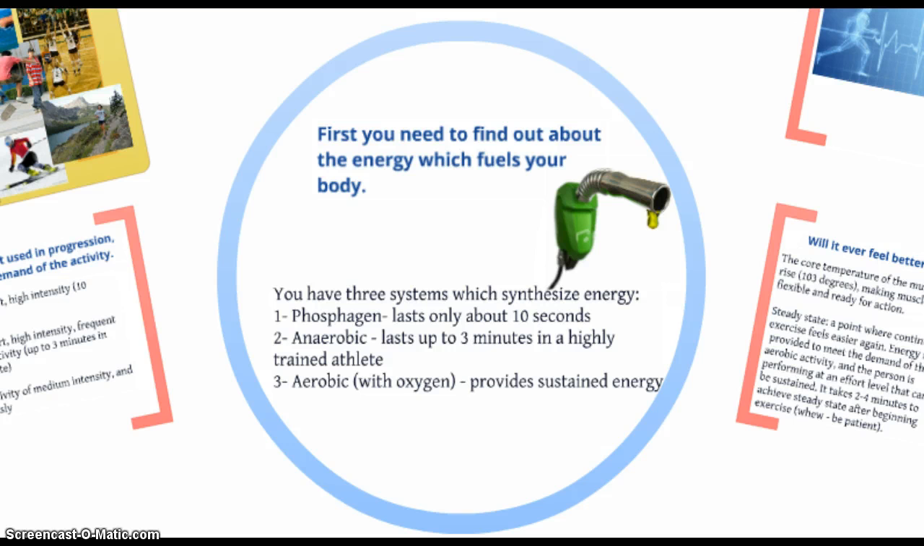So first thing you need to know about where this energy comes from, and you have three systems that fuel energy in your body. The first one is phosphagen, and that one lasts only about 10 seconds. It's a very short-term energy. And then it progresses right into the next one, which is anaerobic, and that can last up to 3 minutes in a highly trained athlete. And when you're not as highly trained, it may even be down to as low as like 1 minute.